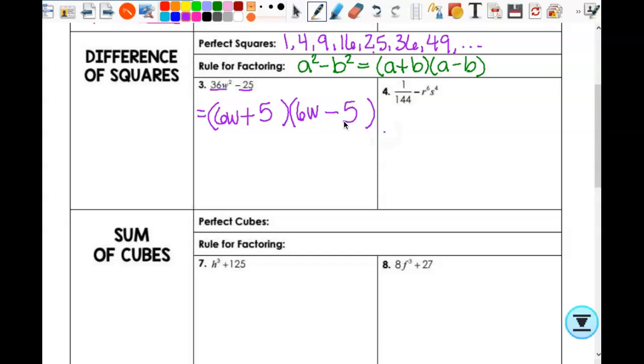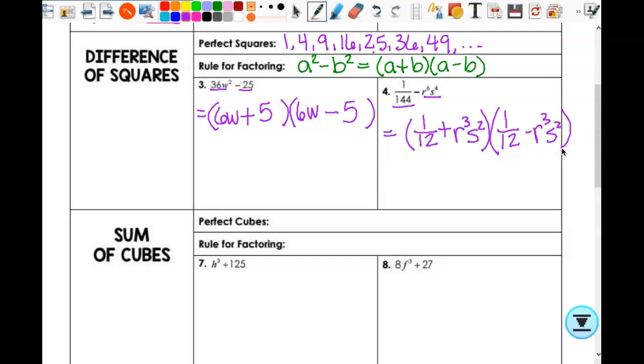All right. So on number 4, is this a perfect square? Yes. Is this a perfect square? Yes. So what is the square root of 1 over 144? 1 over 12. Okay. Plus, what is the square root of r to the 6th s to the 4th? R cubed s squared. When you take the square root of variables that have exponents on them, you're just dividing the exponent by 2. So then this will be times 1/12 minus r cubed s squared.